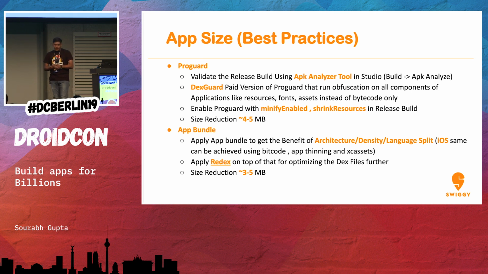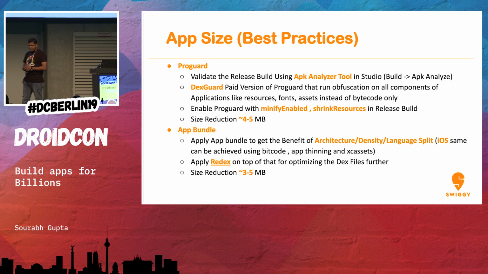The first thing is that we tried integrating ProGuard. Everyone is using ProGuard, but we have to check whether we are using it correctly or not. Android Studio has the APK Analyzer tool. If you upload your release APK, you can check whether all the files and methods are correctly obfuscated. If they're not obfuscated, then ProGuard is not working correctly. We checked it using the Analyzer tool.